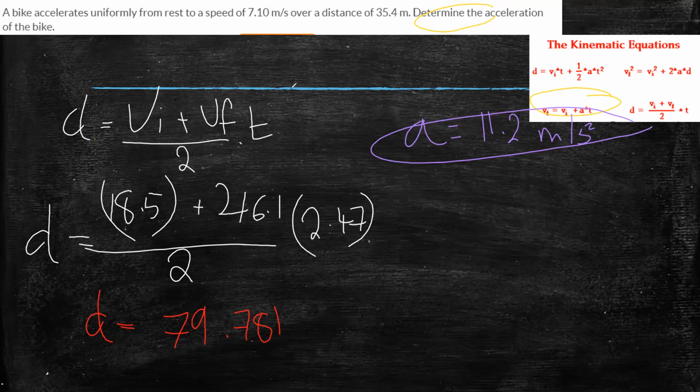Right. If you use the first equation, can I get the same answer? Yes, we should. It must be. If it's not, that means maybe your calculation or the value of A is wrong. For example, D is V initial T plus half A T squared.